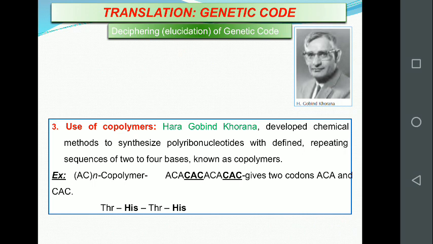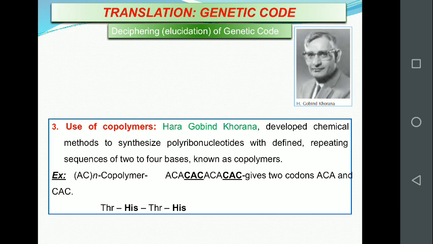From the 16 you can get 32 codons. In one experiment he used different types of 2 nucleotide base copolymers, and then he shifted to 3 nucleotide repeats, and then to 4 nucleotide repeats also. In 2 nucleotide repeats you will get 2 codons, in 3 nucleotide repeats you will get 3 codons, and in 4 nucleotide repeats you will get 4 codons. In that way he was able to elucidate all the 64 codons, and this is the only experiment where the scientist, Har Gobind Khorana, was able to find out the stop codons also. The stop codons are also recognized by this experiment.